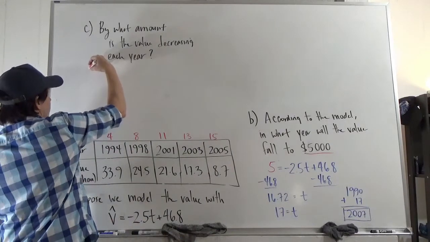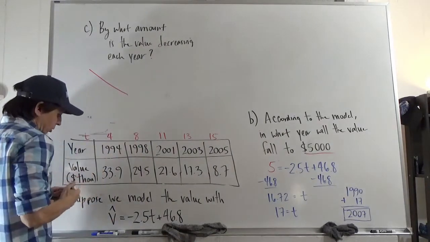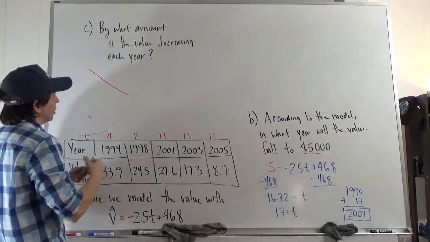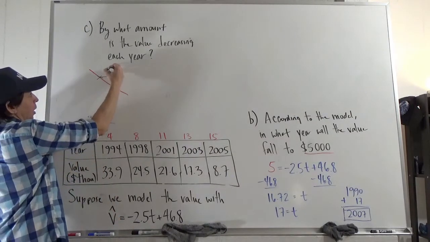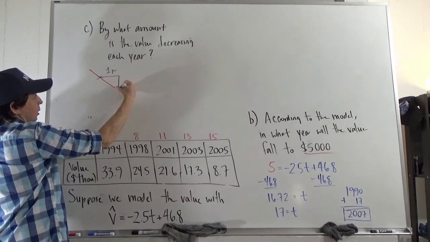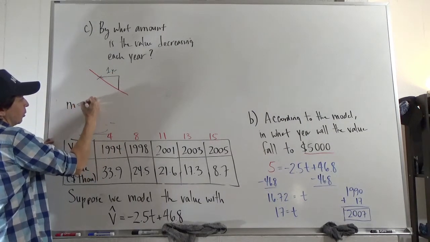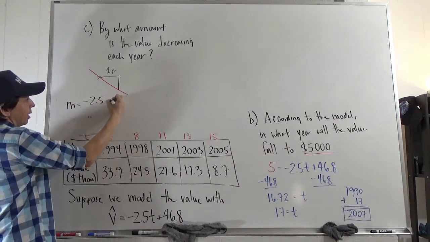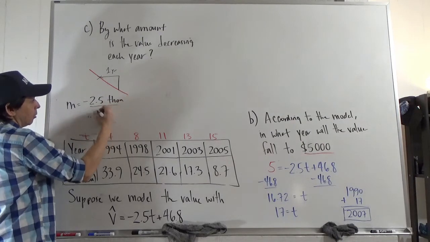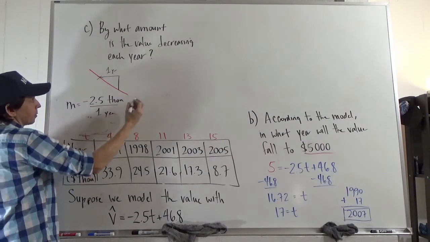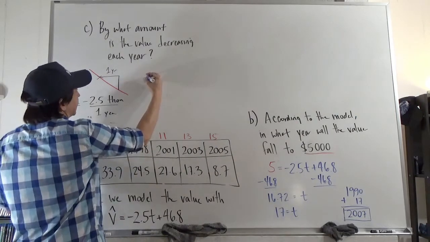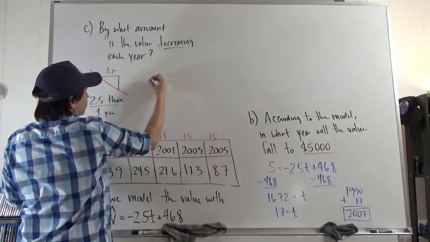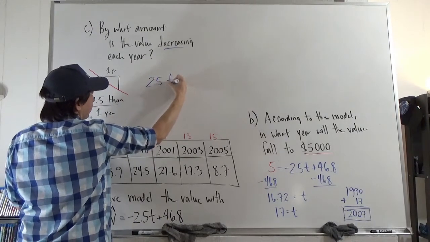Again, if you had a model, this is a real rough sketch, that's your linear model. You'd have some point in time, some year, and you want to know 1 year later how much it's going to go down by, and that's based on your slope. It's going down by negative $2.5 thousand for 1 year. That's it, that's your answer. Technically it already says decreasing, so it's decreasing by $2.5 thousand per year.